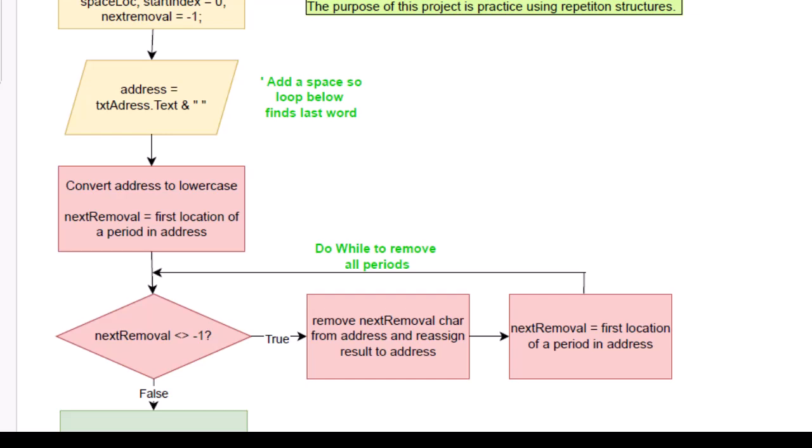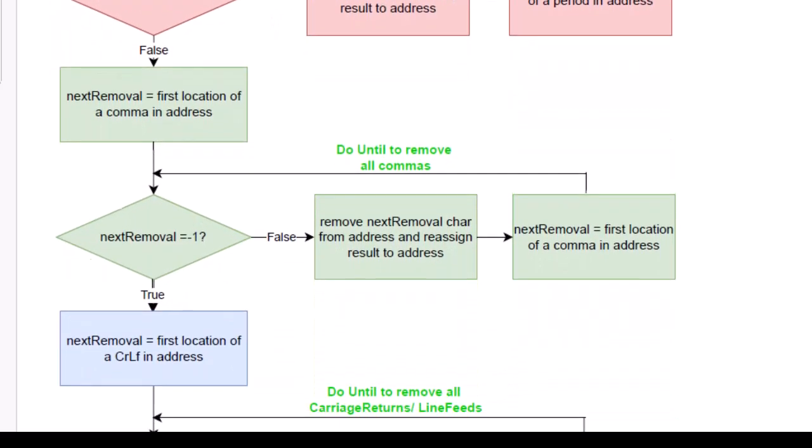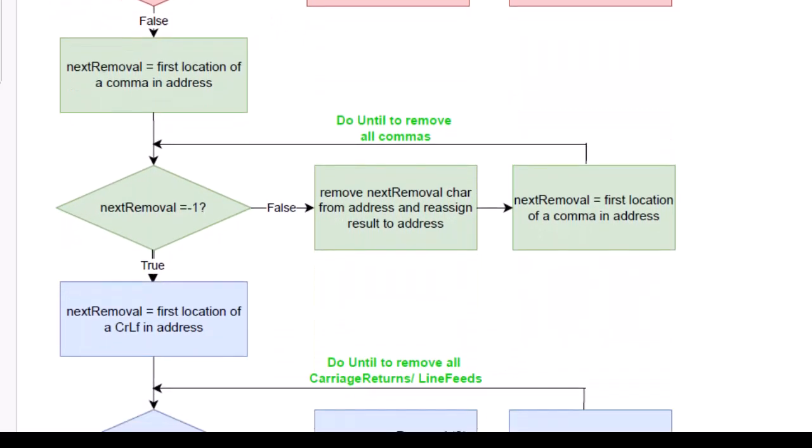Once it's a -1, we're going to progress out of that loop, and we come into another loop. Here I did a do until. You could do a do while. You can interchange these. So I'm looking for the first location of a comma in the address, and as long as that is not a -1, we're going to remove the comma and reassign the value to address, and then find the next comma, just as we did with the periods.